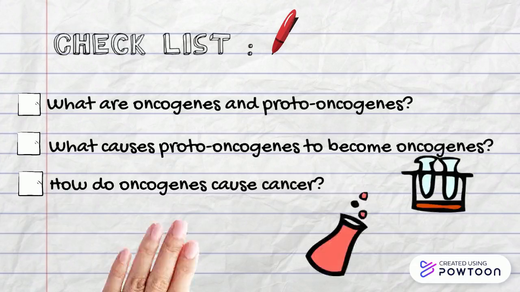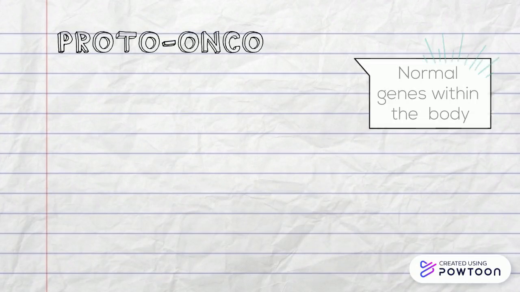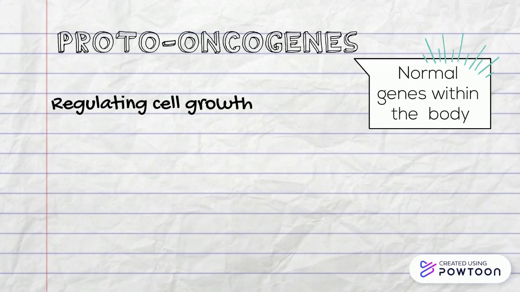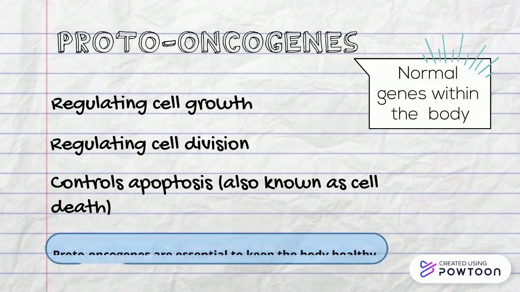So what is a proto-oncogene? They are normal genes within our body. They have an important role which includes regulating cell growth, regulating cell division, and controlling apoptosis. They are essential to keeping our body healthy.